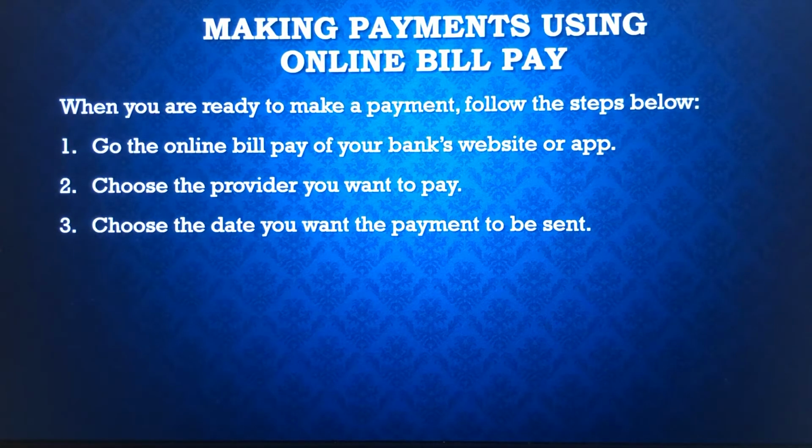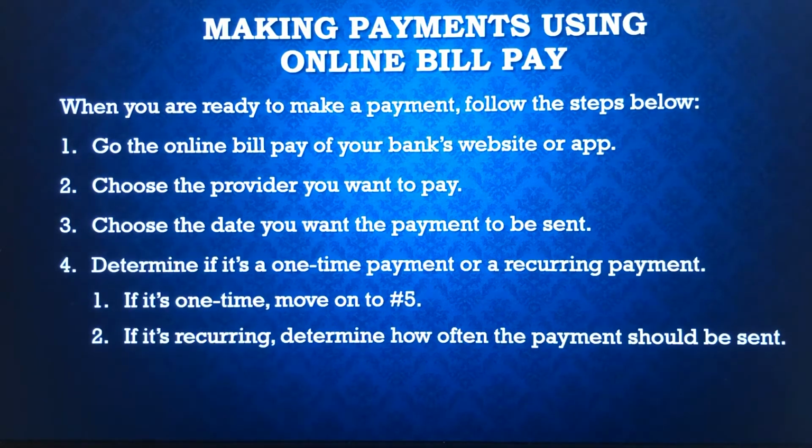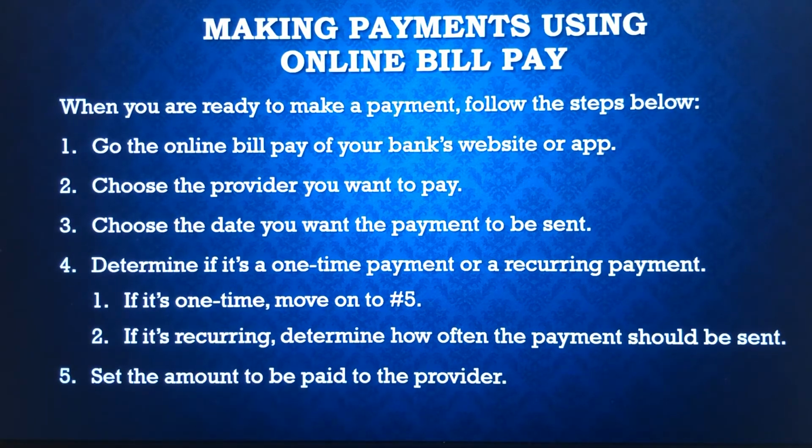You're going to choose the date you want the payment to be sent. You want to determine what kind of payment you are making. Is it a one-time payment? If so, we're going to move on to the next step. If it's a recurring payment, recurring just means you're going to make that payment the same period of time, every 2 weeks, every month, every 2 months, every 3 months, something like that. But the same amount will be going out whatever time you decide to make the recurring payment. And then the last step here is to set the amount to be paid to the provider.